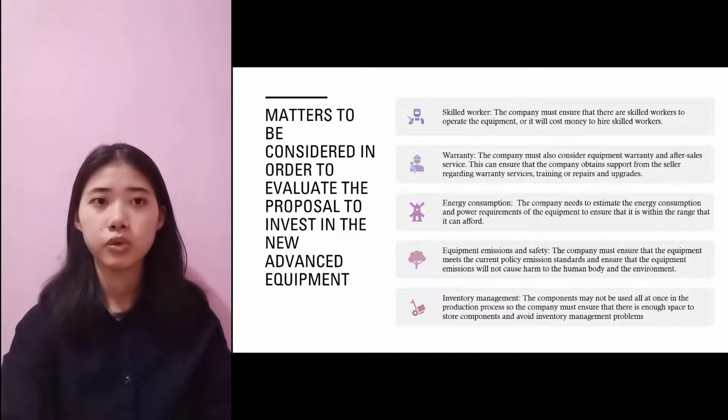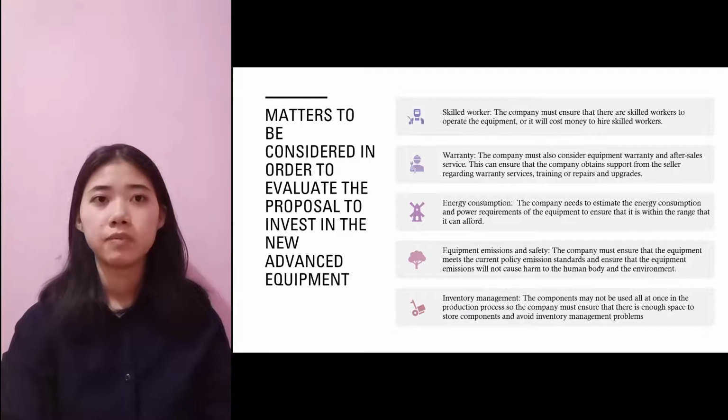The company needs to estimate the energy consumption and power requirements of the equipment to ensure it is within the range that it can afford. This can prevent the company from incurring high expenses. The company must ensure the equipment meets the current policy emission standards and ensure that the equipment emission will not cause harm to the human body and the environment.